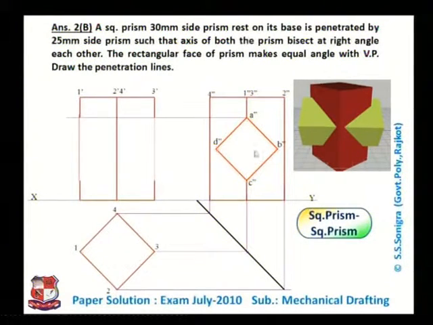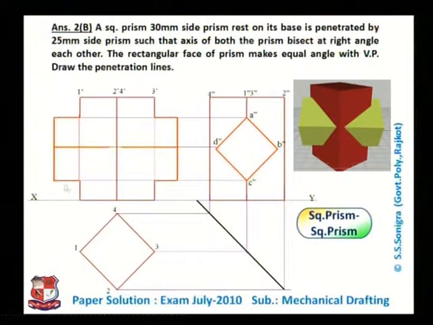Name endpoints A dash, A double dash, B double dash, C double dash and D double dash, and draw horizontal lines from A double dash and C double dash, D double dash, and then take any convenient width or length of this prism and draw a rectangle like this. So this rectangle represents the front view of this prism.